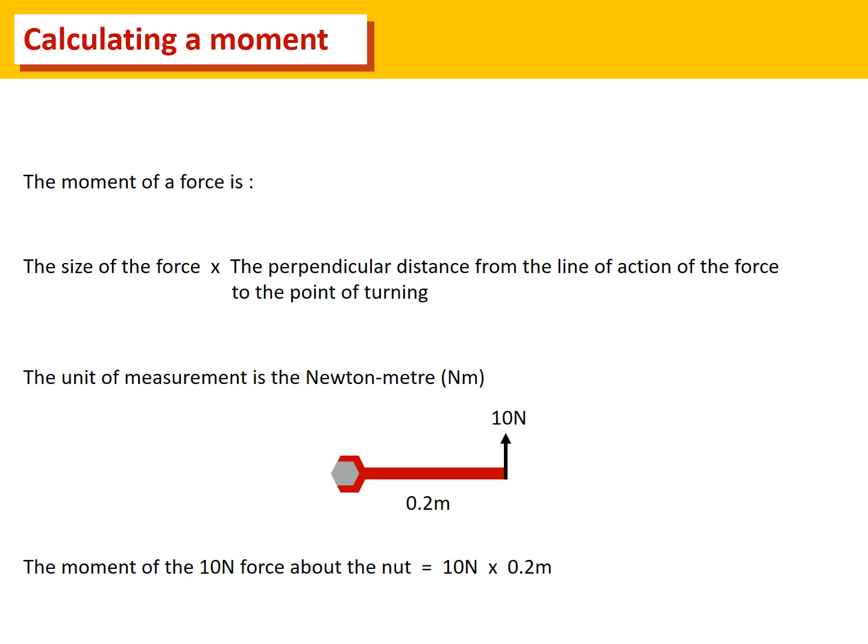In the example of the long-handled spanner, if the spanner handle is 0.2 meters long and you apply a 10 Newton force at the end, then the turning effect of this force is 10 times 0.2, and that's 2 Newton meters.